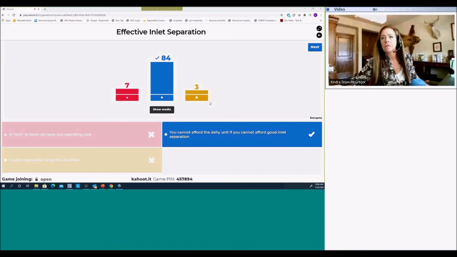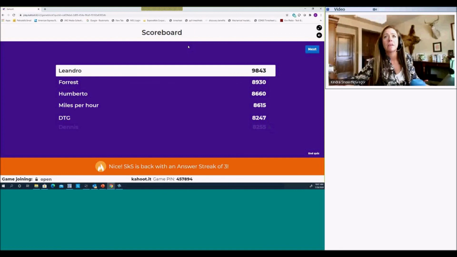All right, beautiful. Effective inlet separation. You cannot afford the DEHY unit if you cannot afford good inlet separation. And essentially what John M. Campbell Sr. was trying to say is that you will spend so much in operating problems and maintenance issues and TEG makeup that you would have been better off buying a really good separator to begin with. So effective inlet separation is critical.